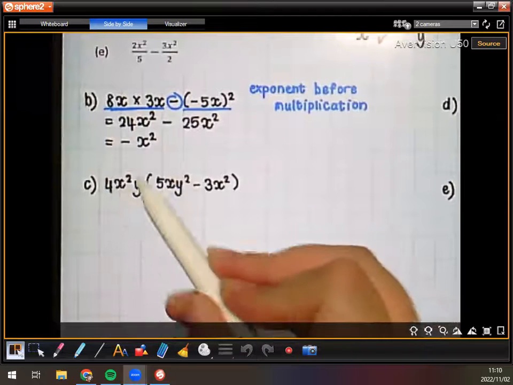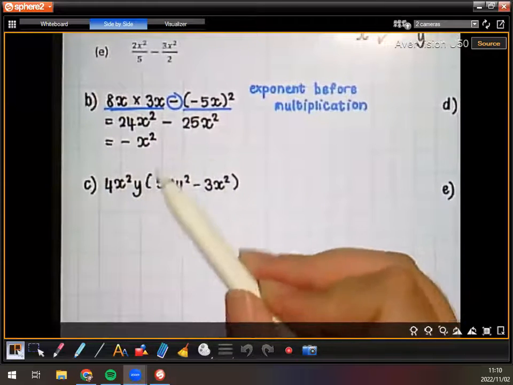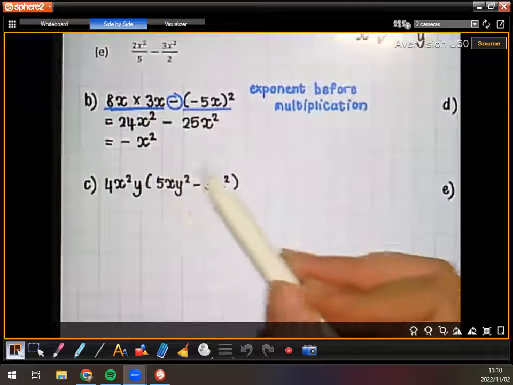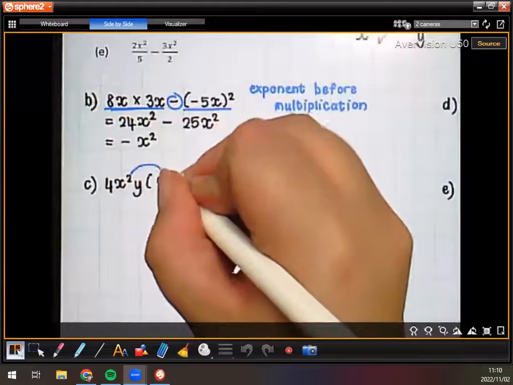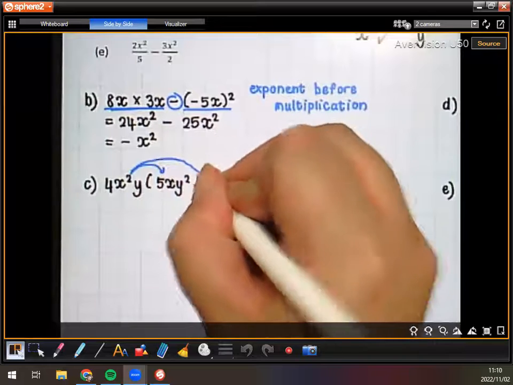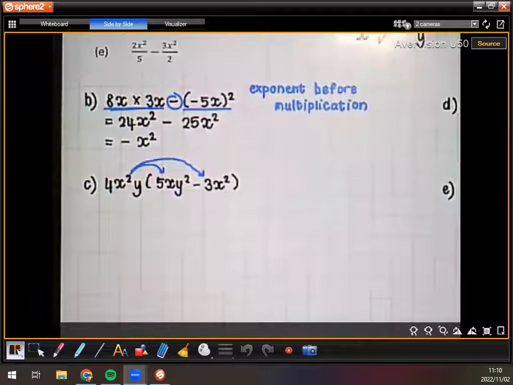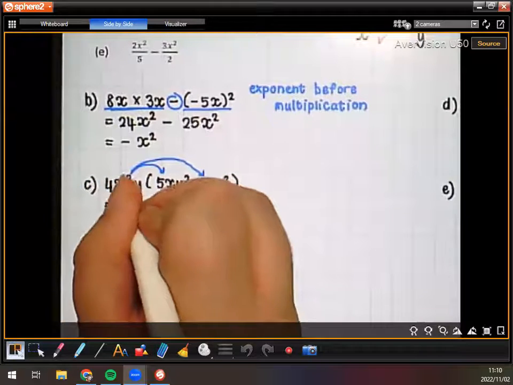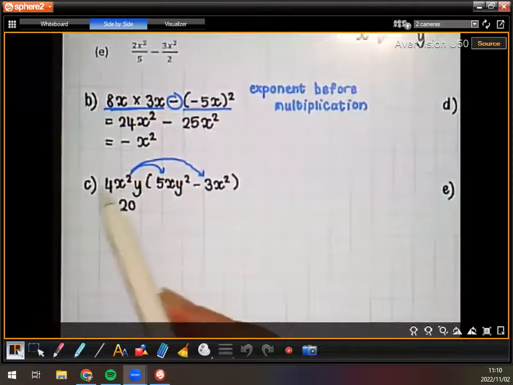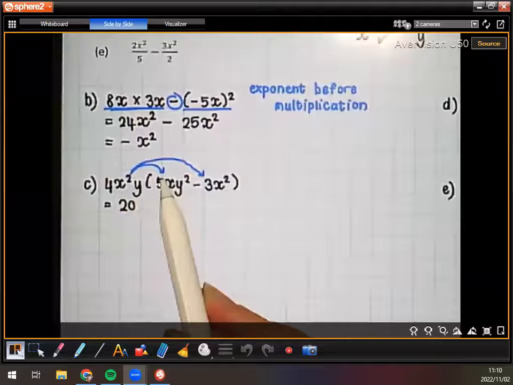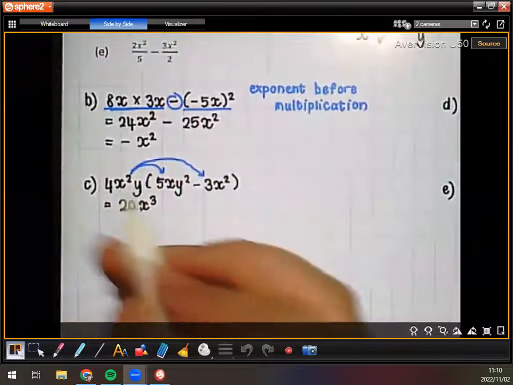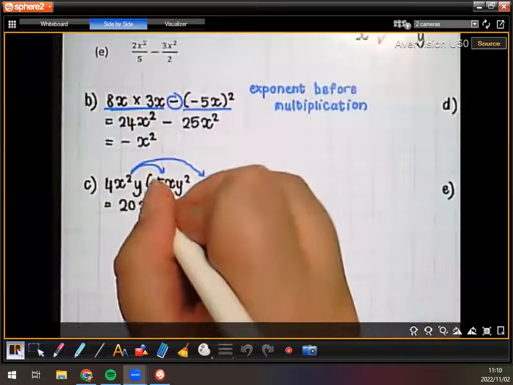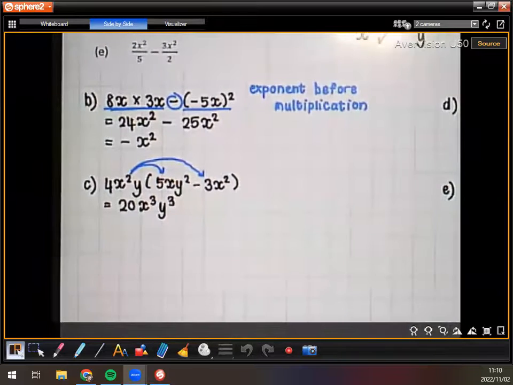Okay, again, I have something in front of a bracket. Can I simplify what is in the bracket, guys, of these like terms? No. So I have to, just like in the previous question, multiply the 4x squared y by both terms in the brackets. Okay, what's 4 times 5? 20. X squared times x to the 3. Y times y squared. 5 to the 3.